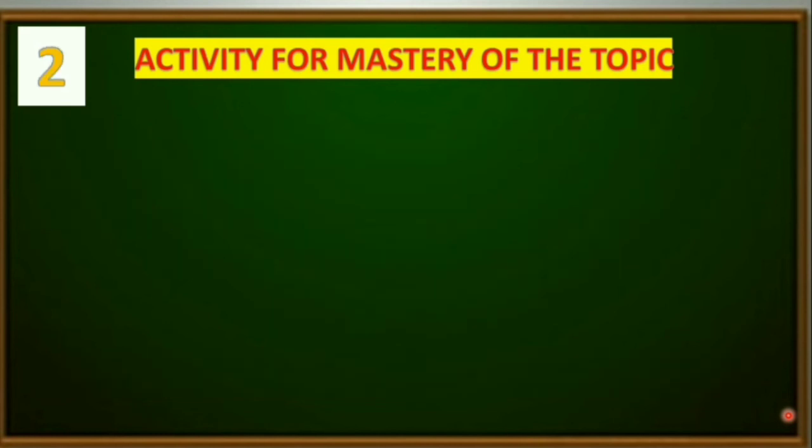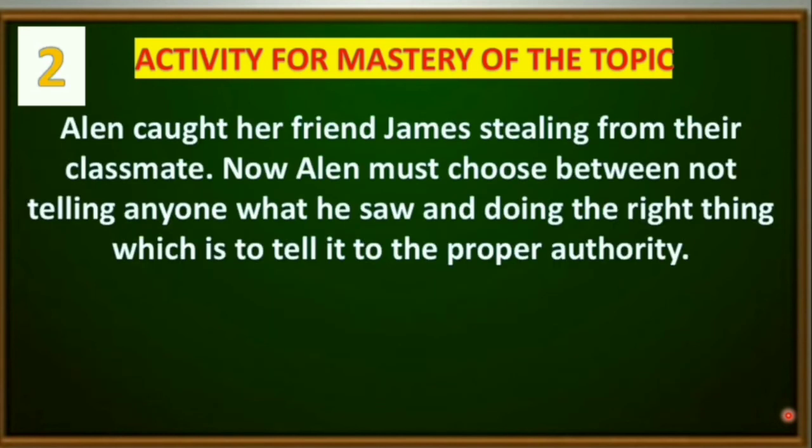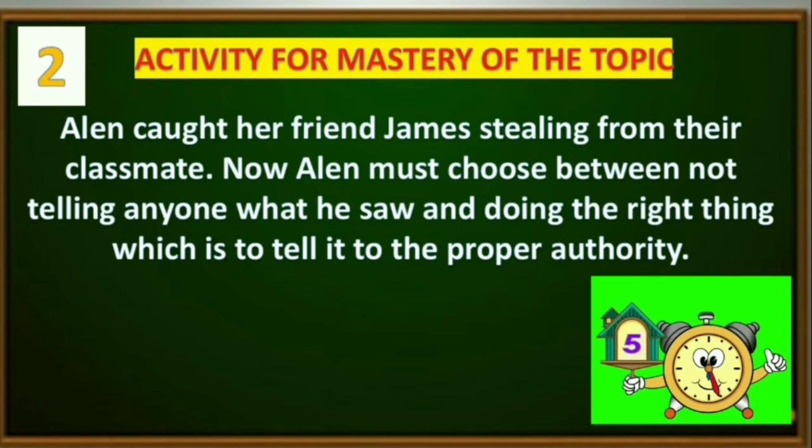Next, number 2. Alan caught her friend James stealing from their classmate. Now Alan must choose between not telling anyone what he saw and doing the right thing, which is to tell it to the proper authority. What is the conflict presented?